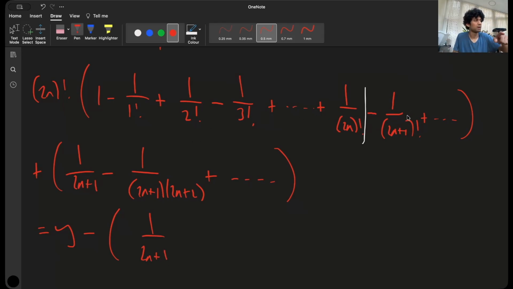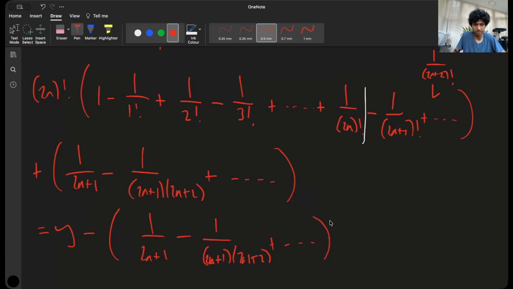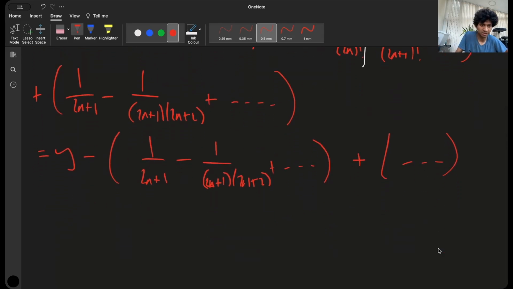It would have been a plus 1 over (2n plus 2) factorial, and then that's now times the 2n factorial. So this is now a minus, because the minus cancels with a minus here. So 1 over (2n plus 1)(2n plus 2). And you can see that that's going to cancel with what's over here, and so we're just left with y, which is an integer.